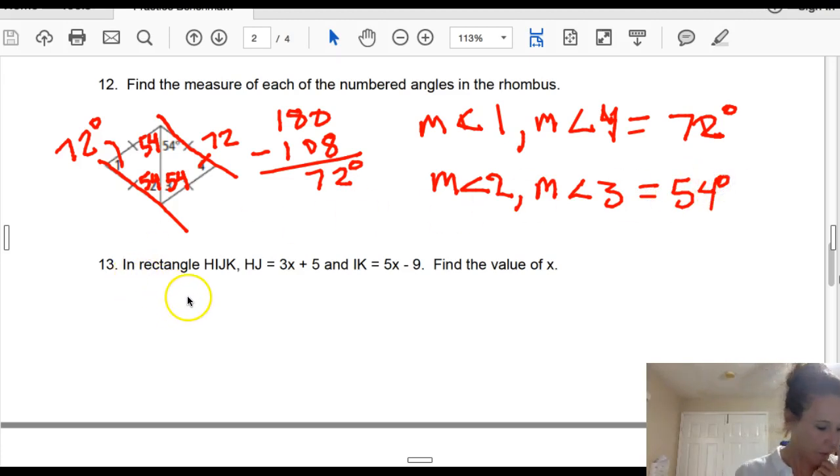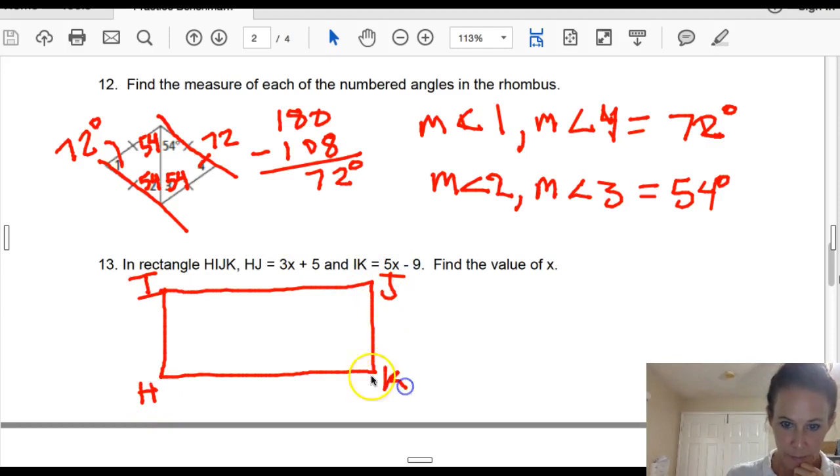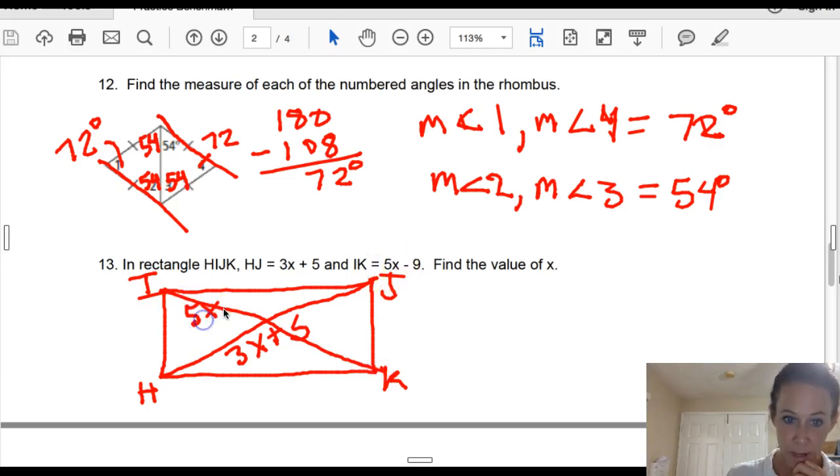All right, let's go on to number 13. In this rectangle, they gave us some lengths. Find the value of x. First off, please draw the rectangle so you can see what you're looking at. Where you label doesn't matter. Start somewhere. If I go H, I, you need to go in order: H, I, J, K. Then it gives me HJ, so now I know what I'm looking at is the diagonal. They say this is 3x plus 5. And then they give me this diagonal IK, and they said that is 5x minus 9.